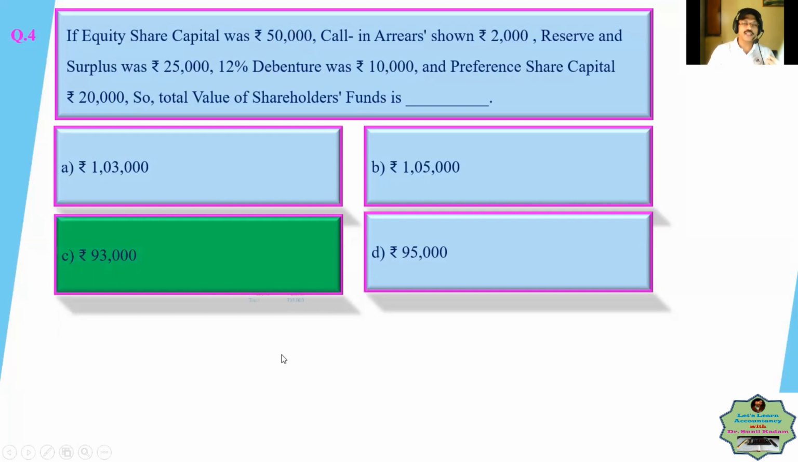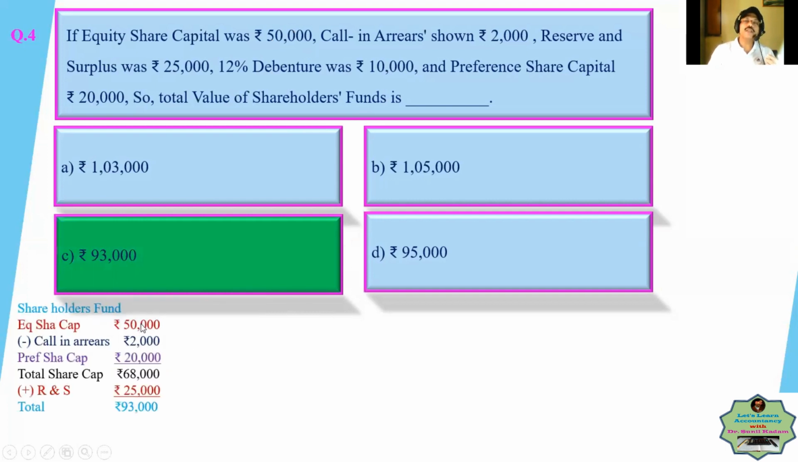Why is it correct? Let's check. The share capital is 50,000 and the calls in arrears are deducted at 2,000. So 48,000 is available, which is added to the preference share capital of 20,000. So the total is 48 plus 20, 68,000. Plus reserves and surpluses, which are given as 25,000, added to it.